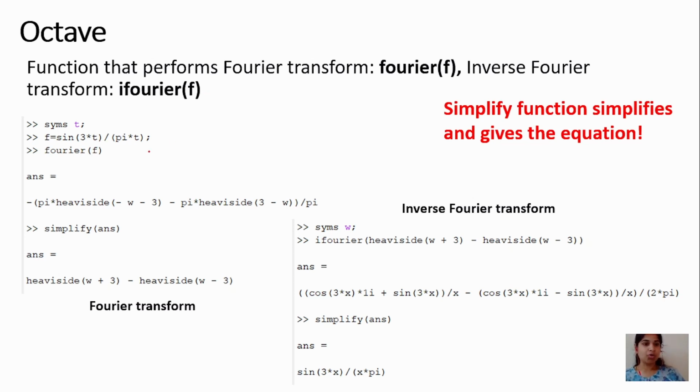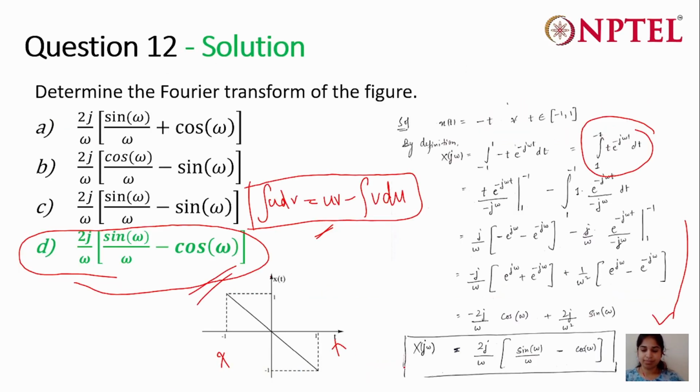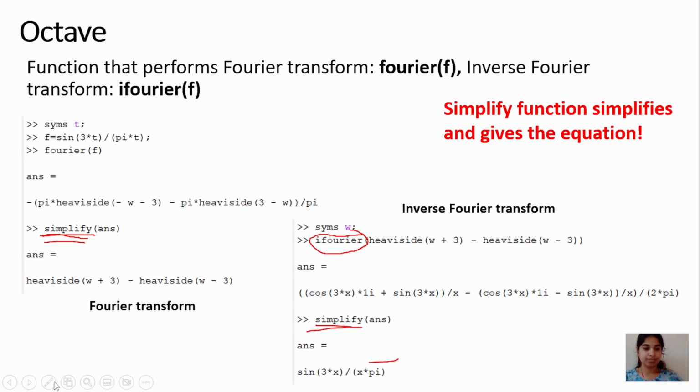If you write fourier of f, first it gives us the Fourier transform, and then there is something called simplify. This function simplifies the answer for us. If I take this answer and find ifourier, and then again do simplify, I'm going to end up with the same thing. So sine of 3t by pi t was our input. Now we got sine of 3x by pi x.